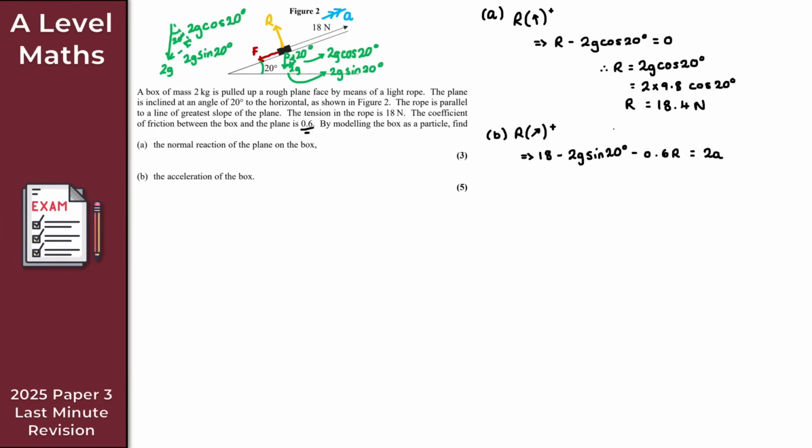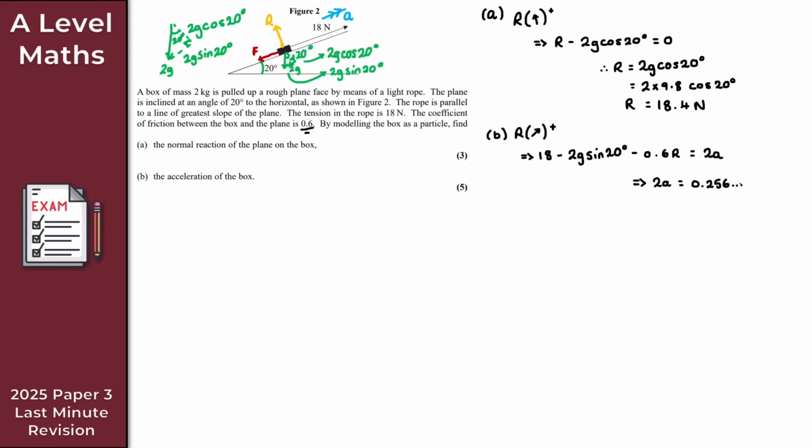So what I've got here is 18 minus 2g sine 20 degrees. We can just put that into our calculator. And I've then got 0.6 times R here. But don't forget R, we evaluated that in part A, so R here is 18.4. For the left-hand side, just put all of this into your calculator, and what you should find is 2a is equal to 0.256, and so on.